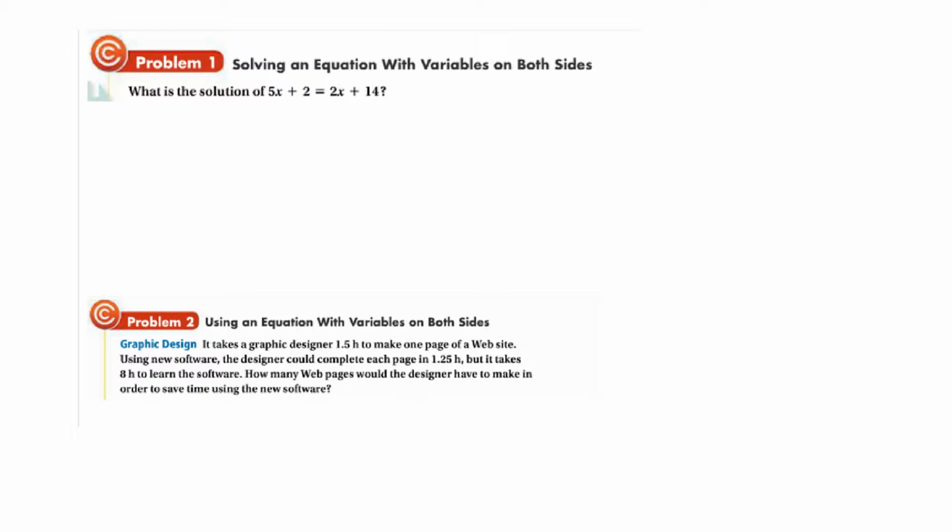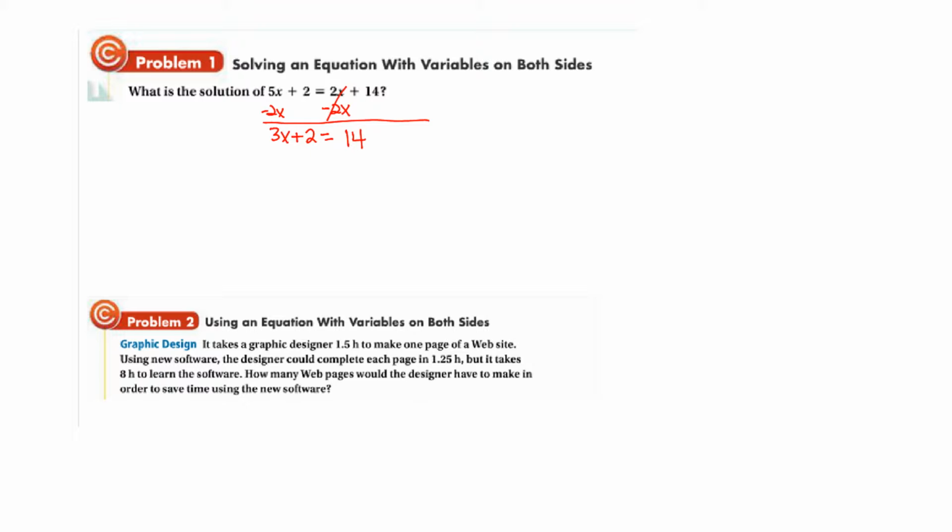I'm either going to add or subtract to get my variable terms on the same side. What I always look to do is find which variable term is the smallest. So on the left side I have 5x. On the right side I have 2x. 2x is the smallest, so I'm going to move it over. Since it's positive, I do its inverse operation, which would be minus. So I minus 2x on both sides. 5x minus 2x is 3x. Then I bring down my plus 2. My 2x minus 2x zeroes out on that side, and I have 14.